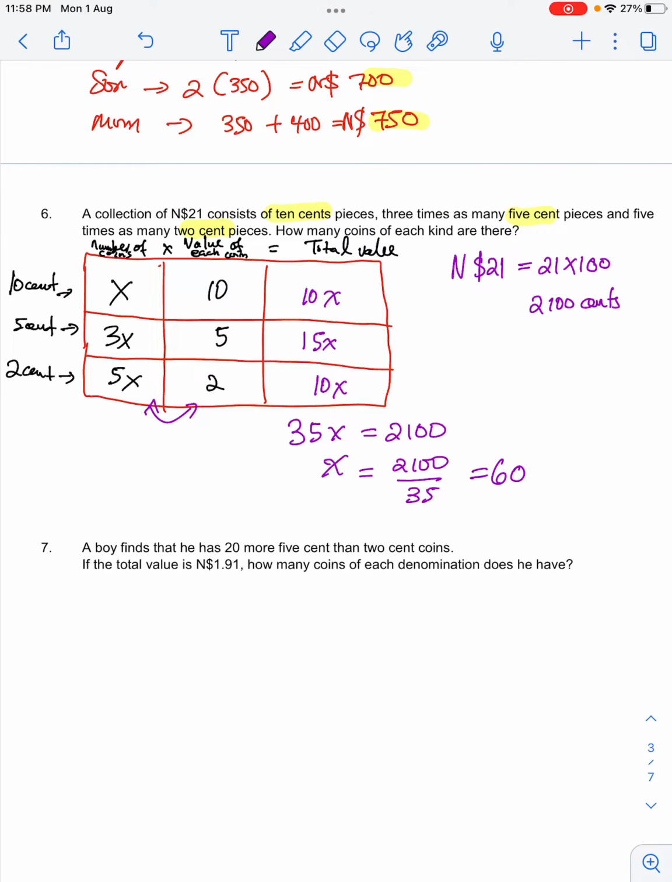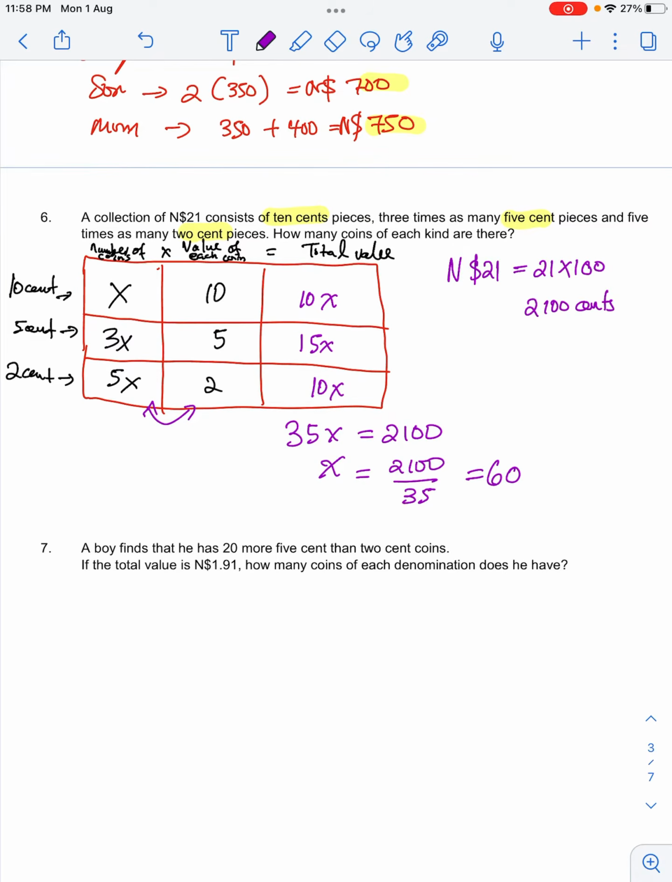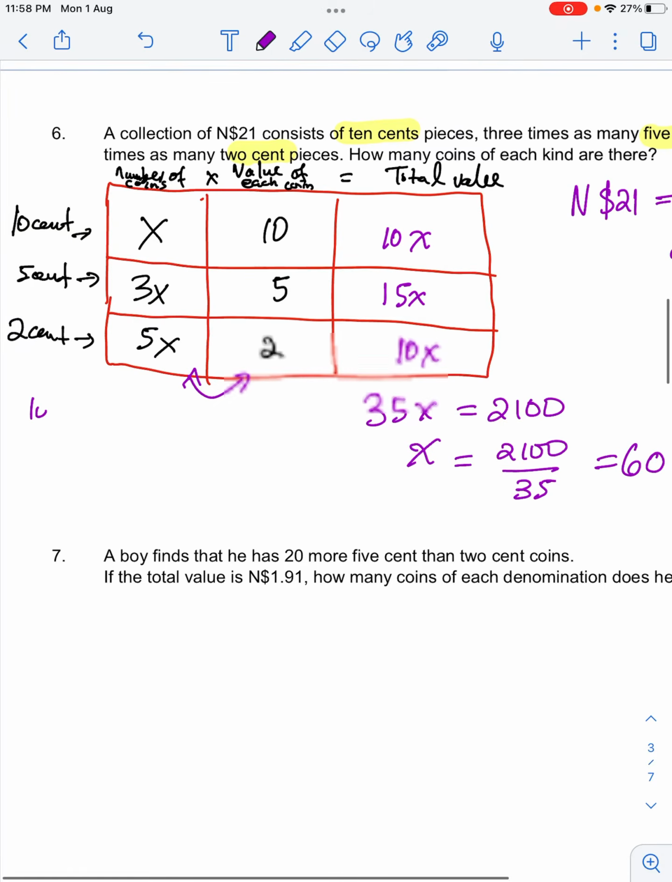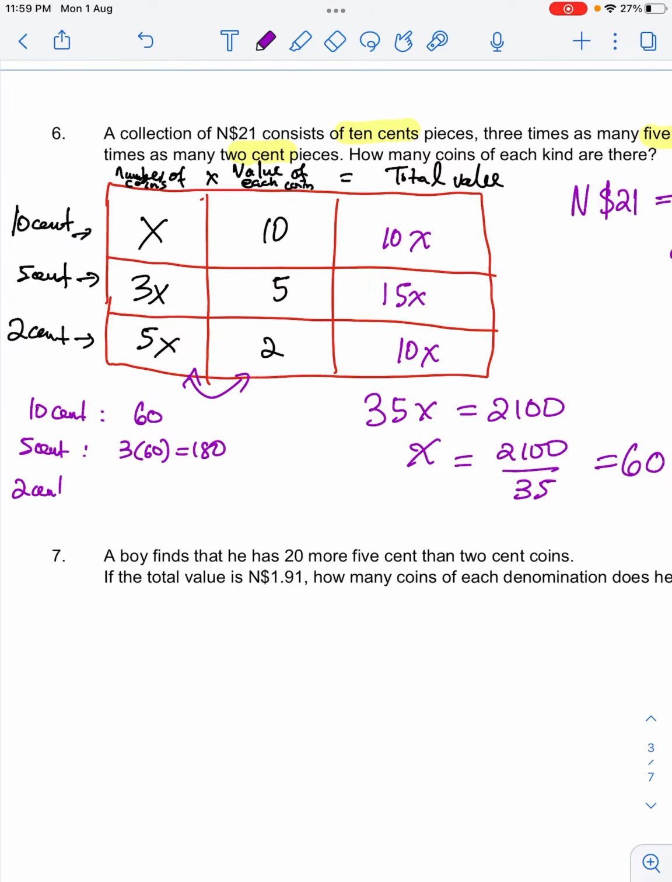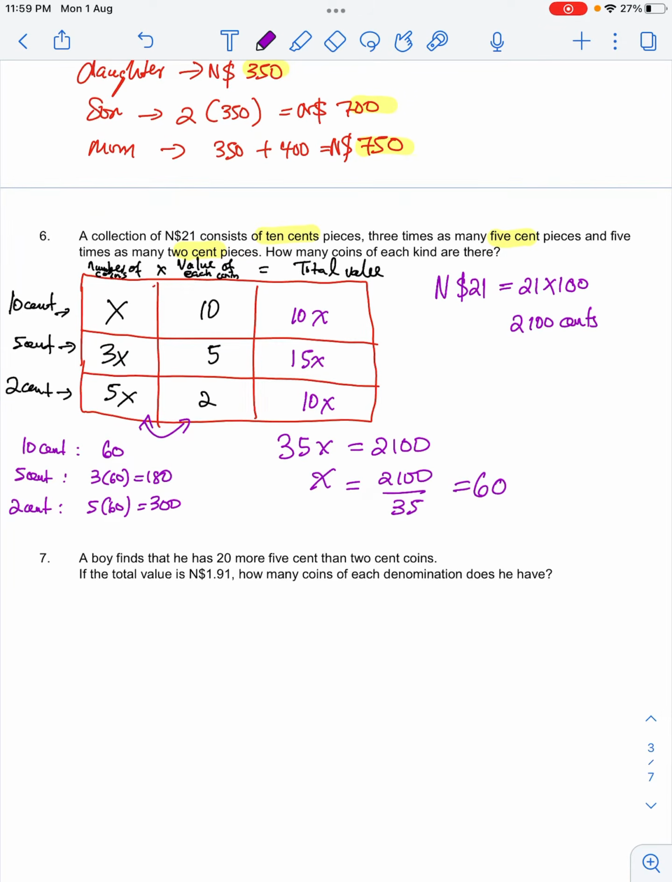Now, how many coins of each kind are there? So the 10 cent, you can go ahead and say, okay, the 10-cent coins will be 60. The 5-cent coins, they will be 3 times 60, which is 180. Then the 2-cent coins, they would be 5 times 60, which is 300. Okay, you can also actually work out the value also if you want to.